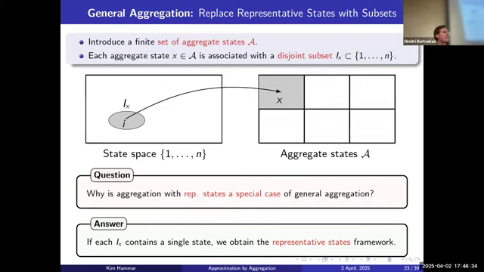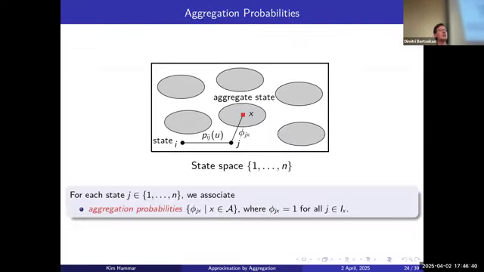Apart from that, the rest of the framework follows along in a very similar manner. So we're going to associate each aggregate state with an aggregation probability distribution denoted by phi, that tells us the probability to go from each original state to each of the aggregate states.